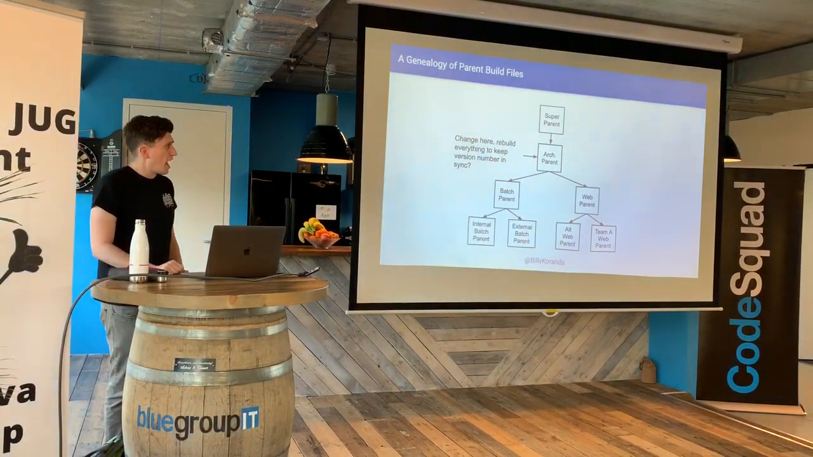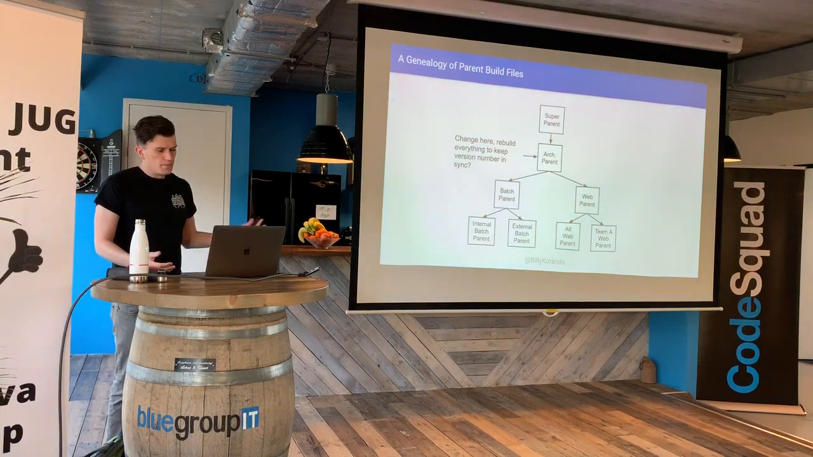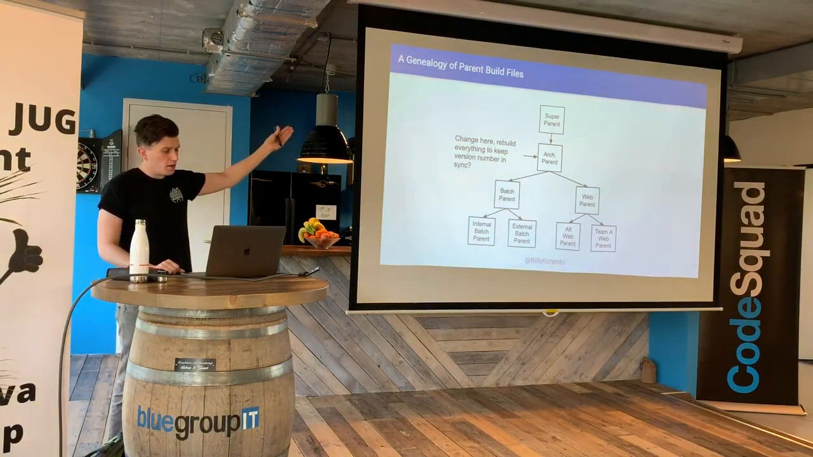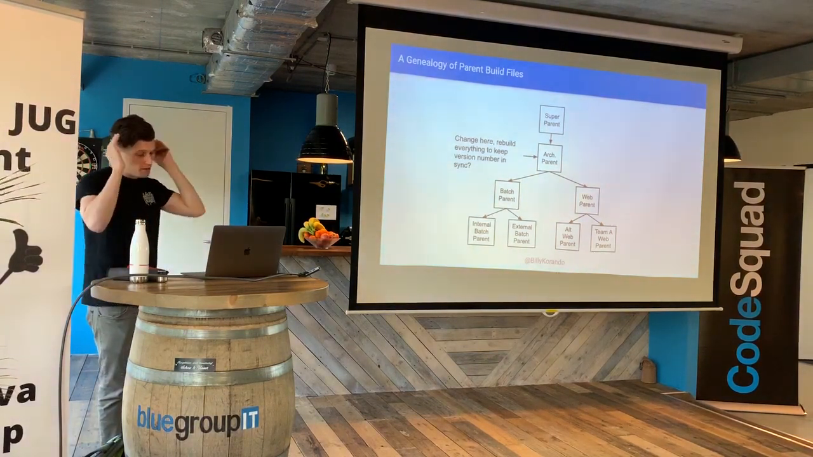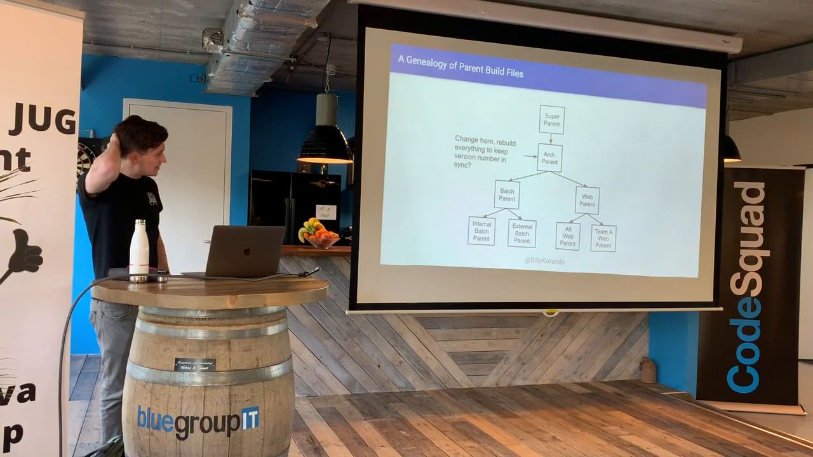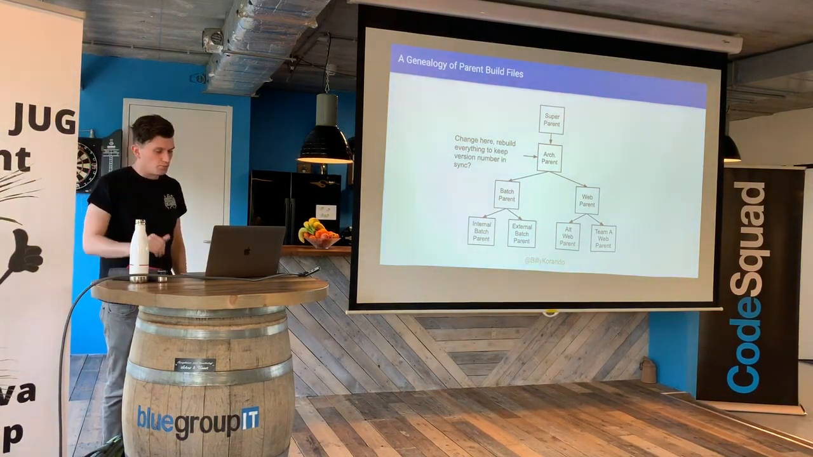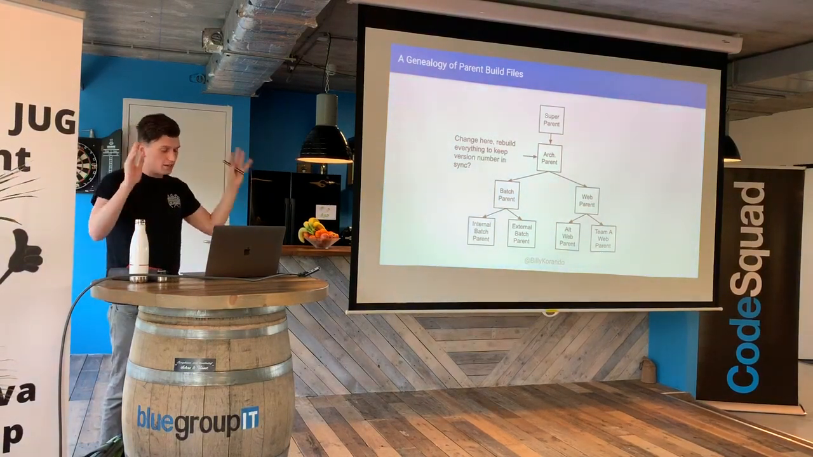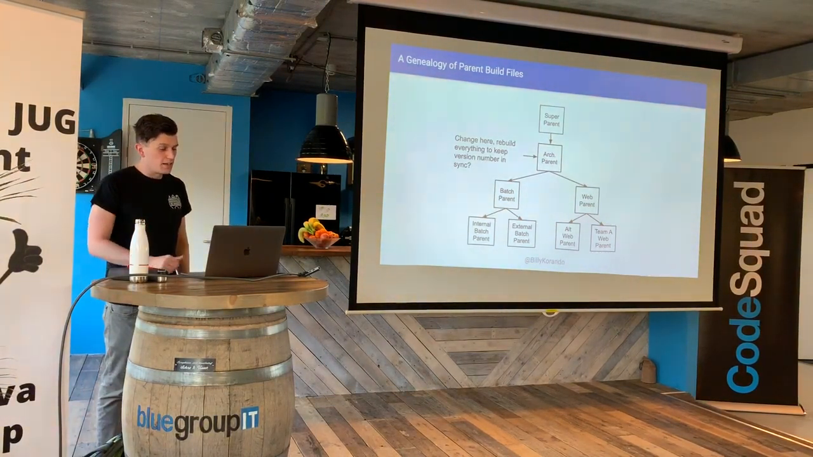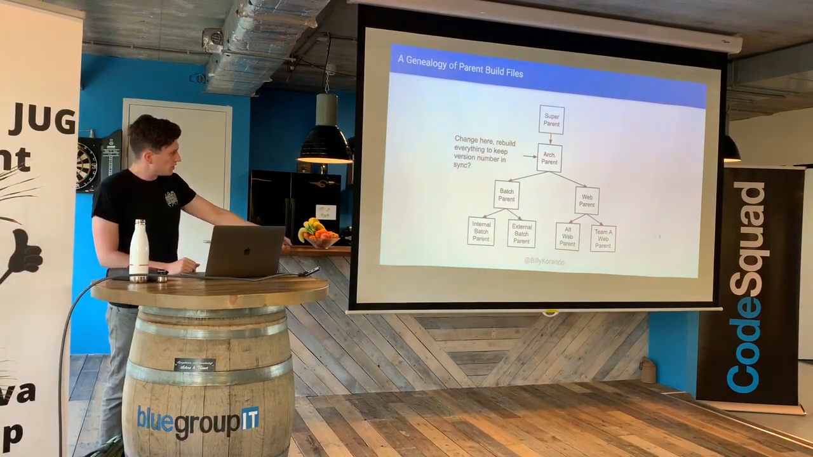And then sometimes we would have a change here. Do we rebuild the parent and then everything below it as well to keep everything in sync? And I remember when I was working on a team where we were doing this, I think half the time I was spent running Jenkins jobs on all these parent builds just to keep everything in sync. It was ridiculous.